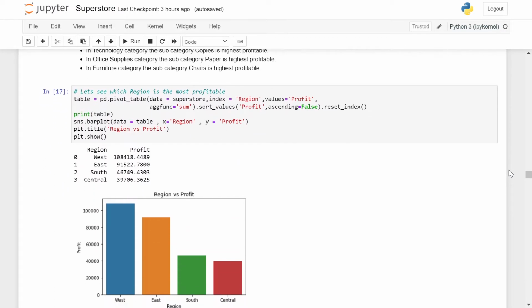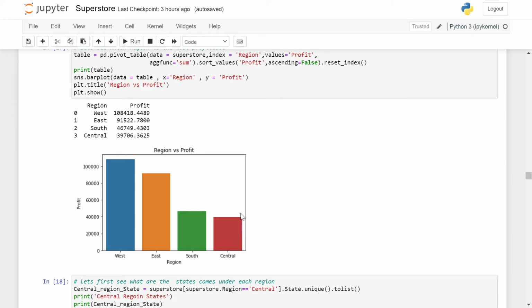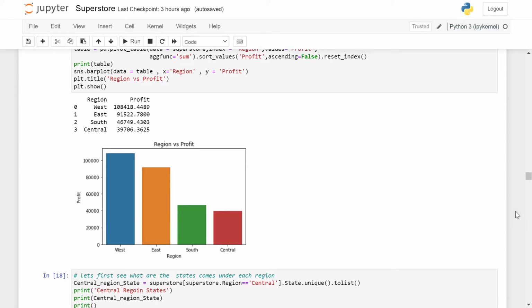Then I plot a bar plot for region versus profit, meaning which region has the highest profit. So here we can say the west region has the highest profit, followed by east, south, then central.